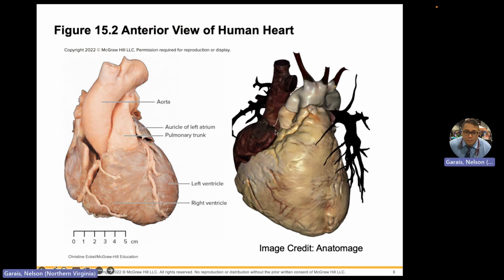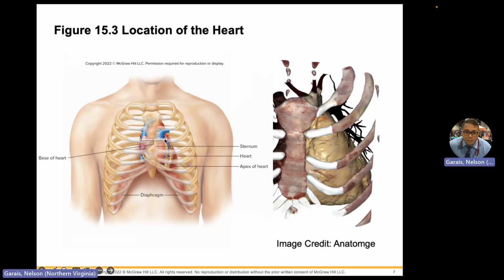All right, the base here, and the apex is the point of this. These are your coronary arteries, and this, of course, is your aorta, and your pulmonary trunk, which is your pulmonary artery. You could see the heart is located in the mediastinum, with the majority of it to your left.